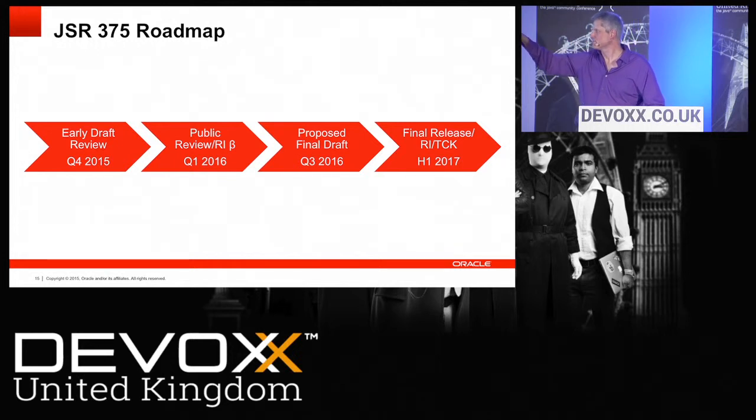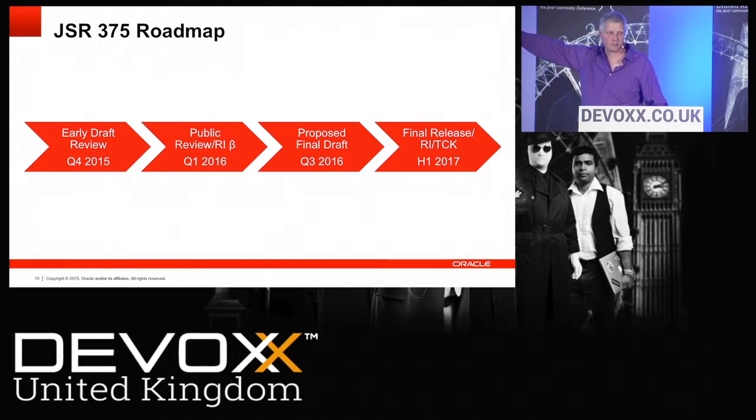Our next milestone is the public review, which is really not just the next draft for the spec, but for me, it's the RI beta, right? We have to actually get an RI beta out by that time, so we can get code out that people can try. Then eventually we get down to the end here, and you have the final release.